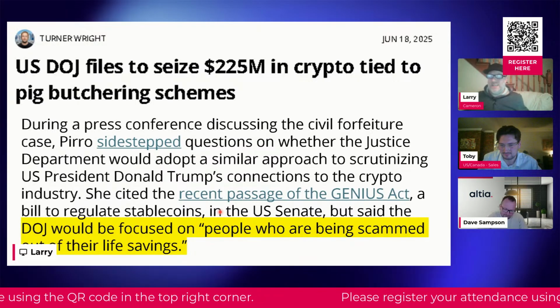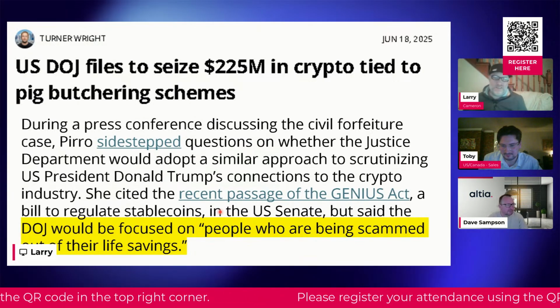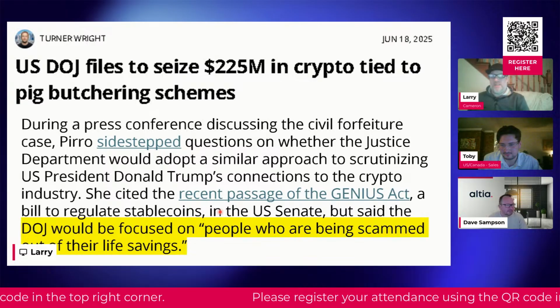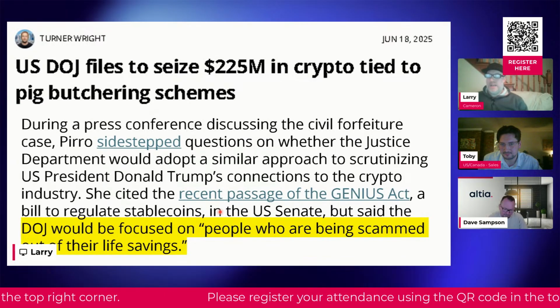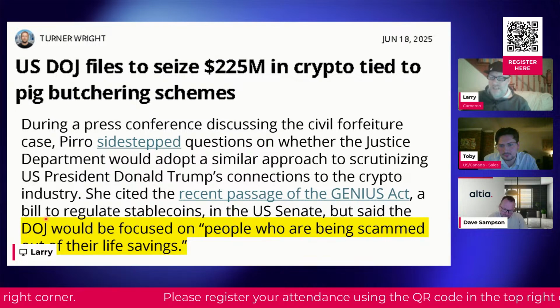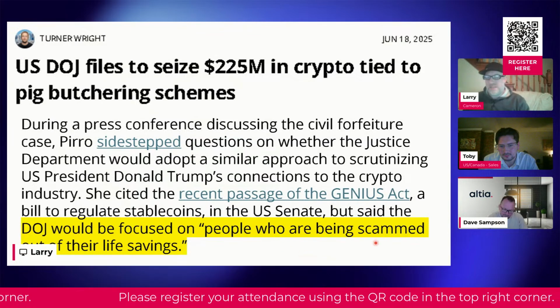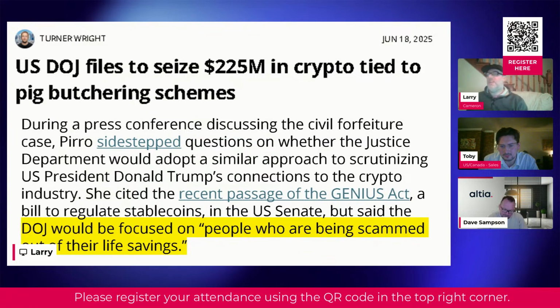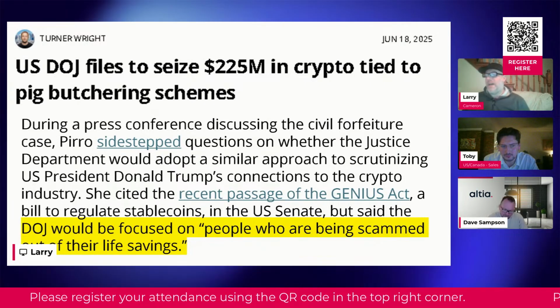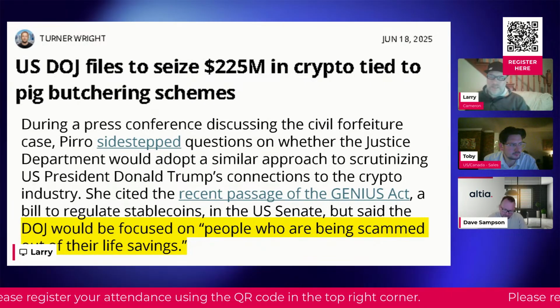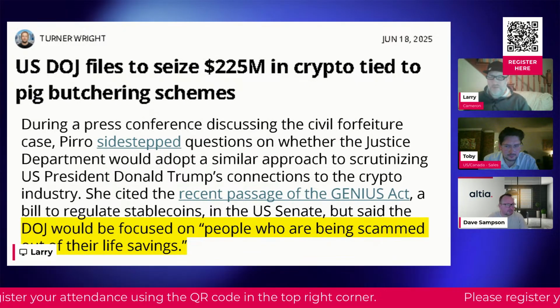Yeah. DOJ file. The DOJ seized 225 million. That's nothing. But the good thing is they're going after it for people who are being scammed out of their life savings. So people are going to get their money back. So thank God, DOJ. Thank you for all your hard work.